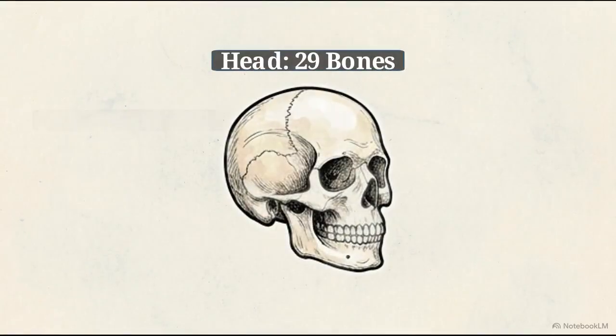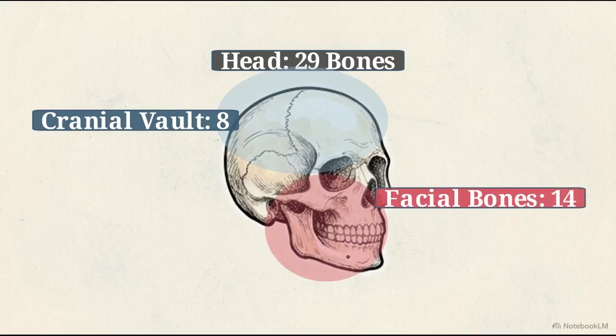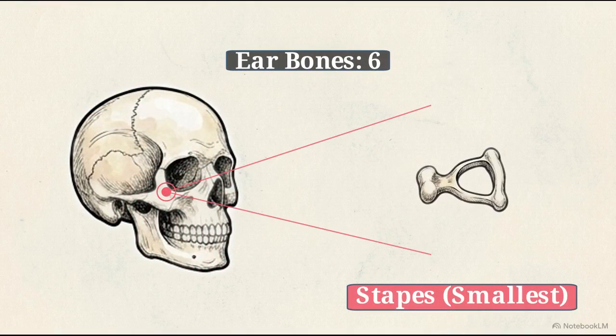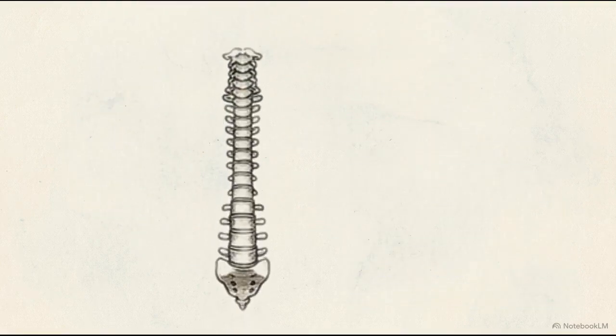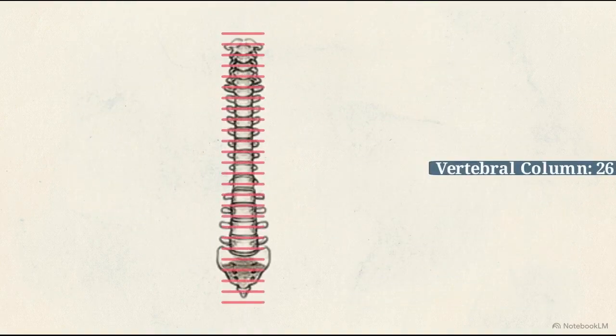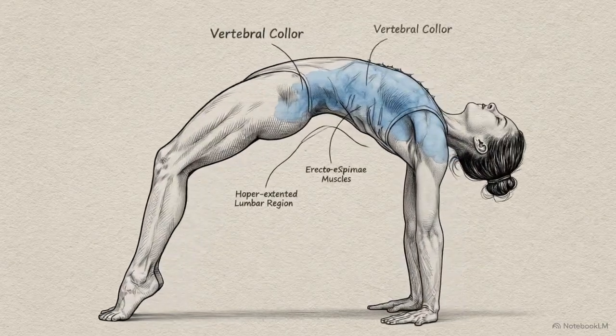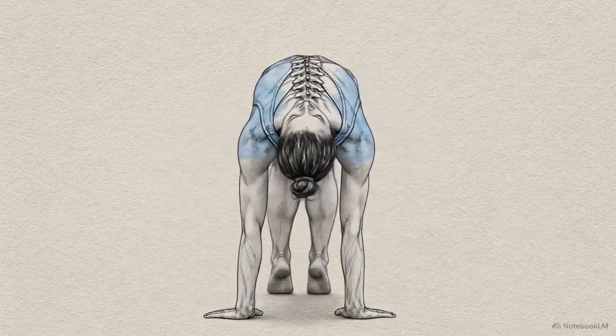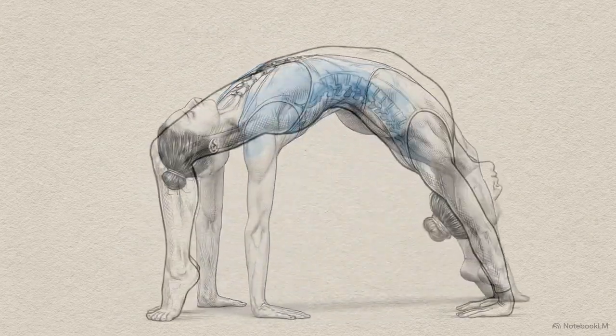The head accounts for 29 bones, 8 forming the cranial vault, and 14 structuring the face. Inside are 6 ear bones, including the tiny stapes. Downward extends the 26-bone vertebral column. This contiguous column evolved to shield the fragile central nervous system from trauma, while maintaining the flexibility required for movement.